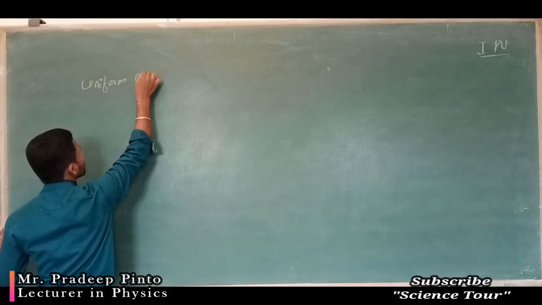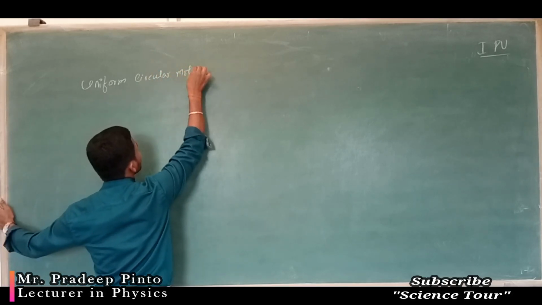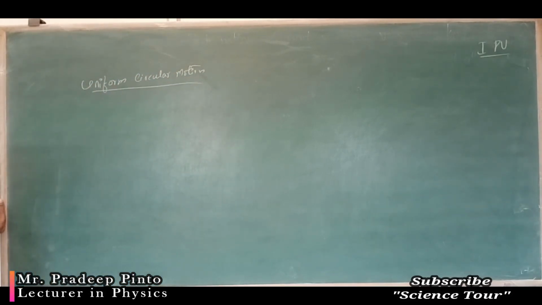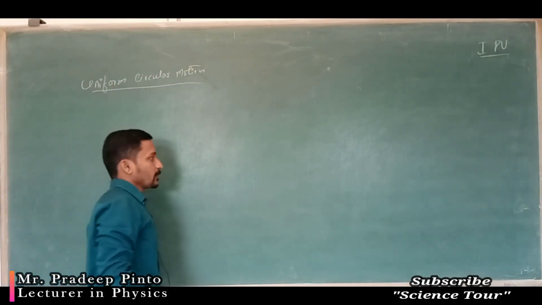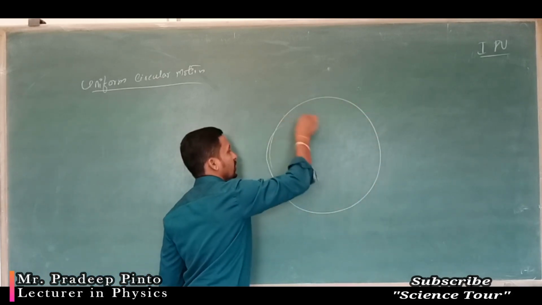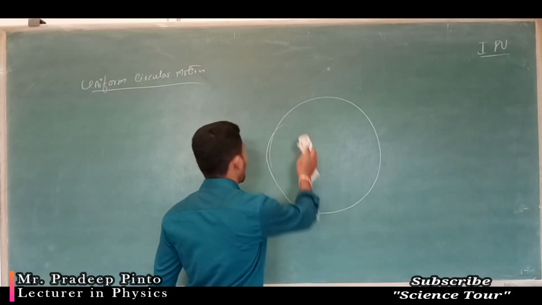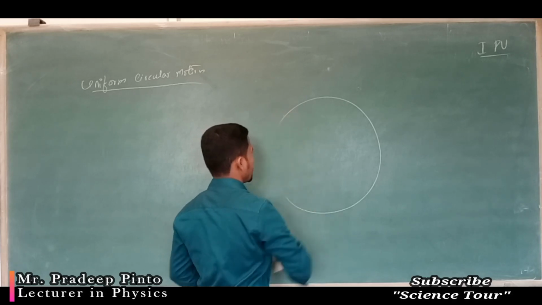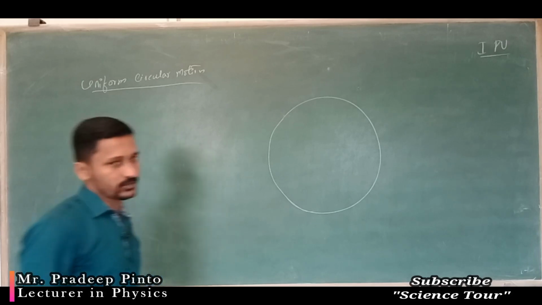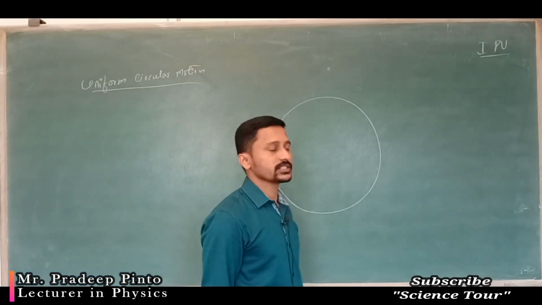Uniform circular motion. What do you mean by uniform circular motion? An object moving in a circular path, or in a circle with a constant speed, that is nothing but uniform circular motion. Object moving in a circular path with a constant speed.